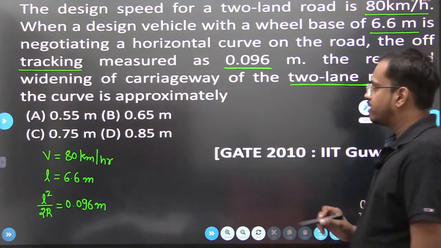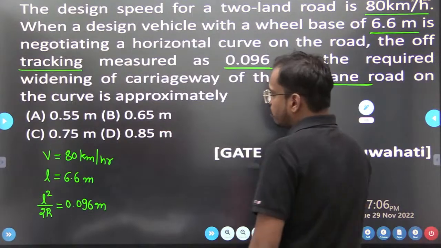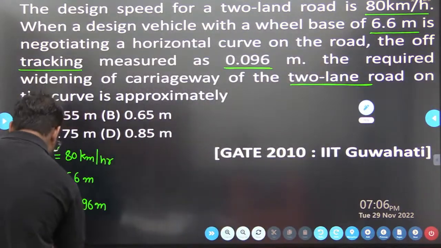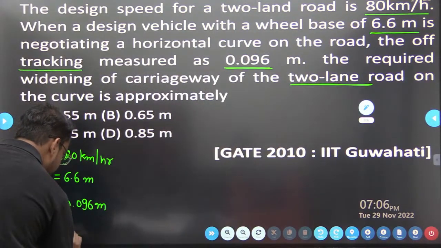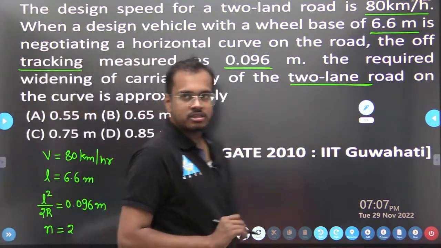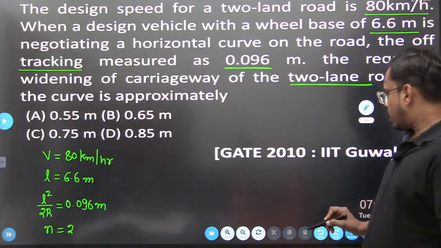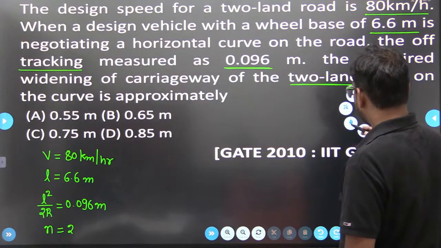We already know that. The question is, what is the value of extra widening if the number of lanes is equal to 2? How many lanes are given? So, the number of lanes given is equal to 2. Now, how to solve this particular problem? This is the given data.